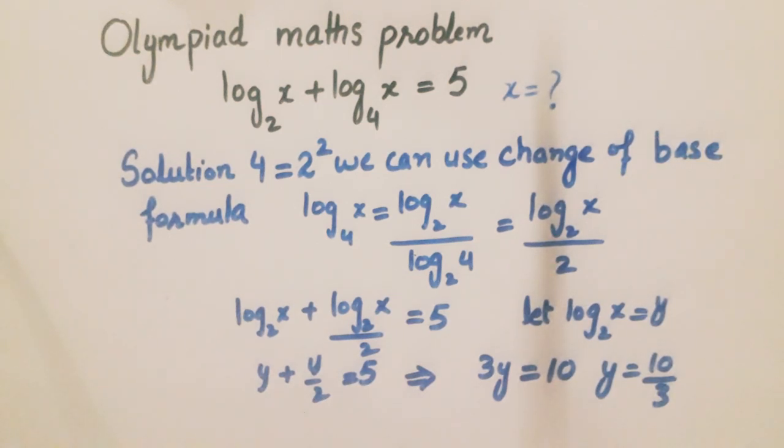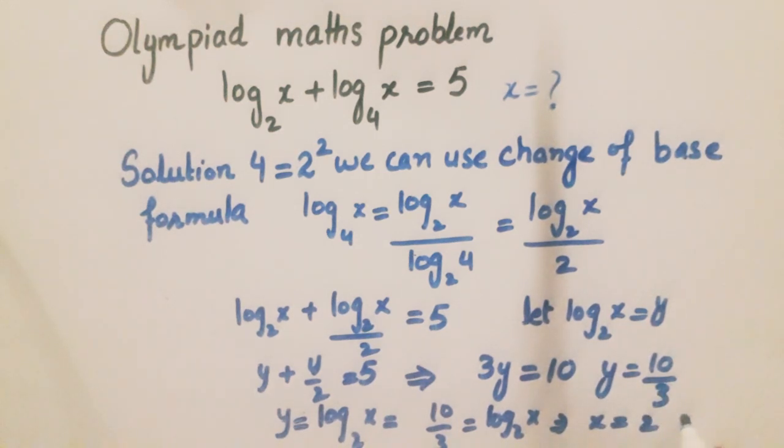We know that y is equal to log base 2 of x. It means we have y is equal to 10 by 3 is equal to log base 2 of x, which will become x is equal to 2 power 10 by 3. So this is the value of x, 2 power 10 by 3, and this is the final answer.